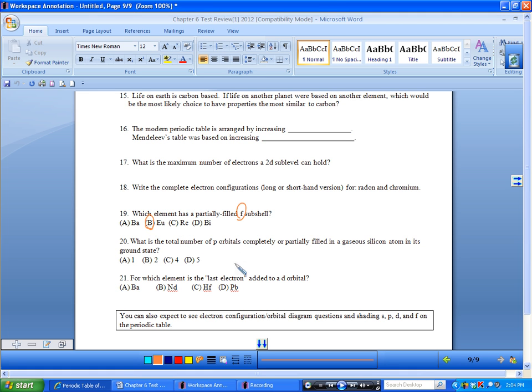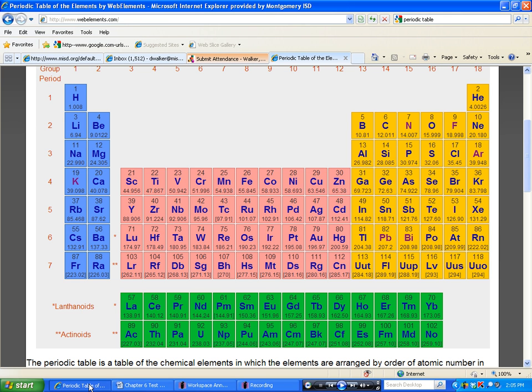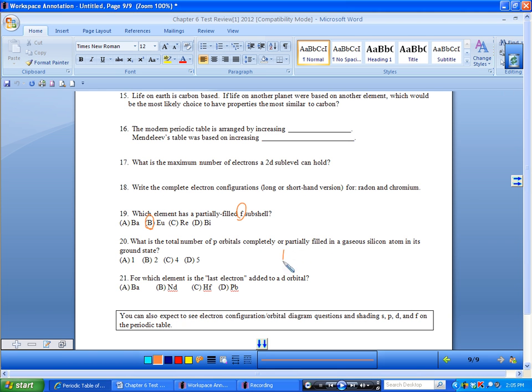What is the total number of p orbitals completely or partially filled in a gaseous silicon atom in its ground state? Well, first I got to figure out how many electrons are in silicon. So I look at silicon, it has 14. So I say, well, I have 1s2, 2s2, 2p6, 3s2, and I think that's 3p2. Okay. Now it wants to know the total number of p orbitals, so I have to be careful because I have 3 p orbitals there, and I have 2 there, so my correct answer should have been 5. And when I did it initially, I circled 2, but that's wrong.